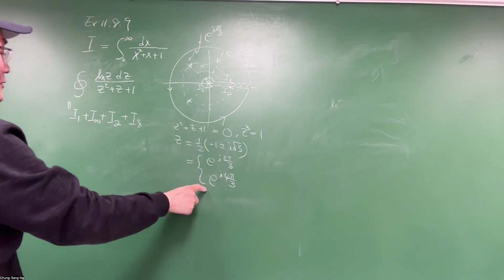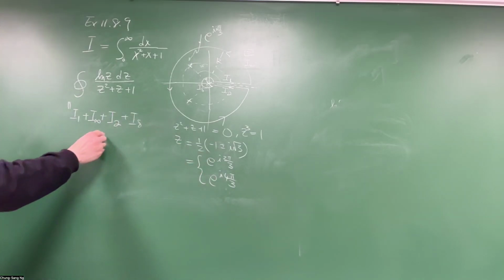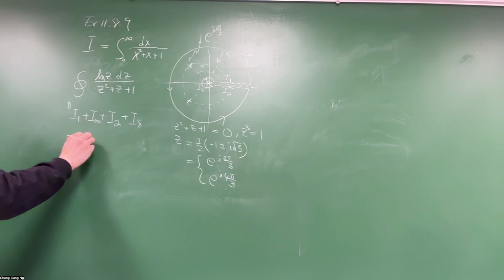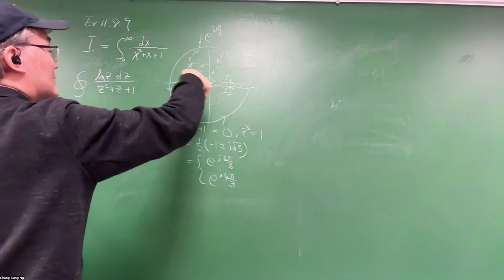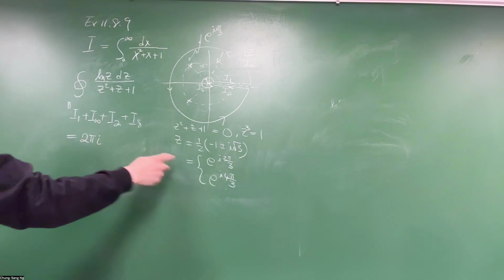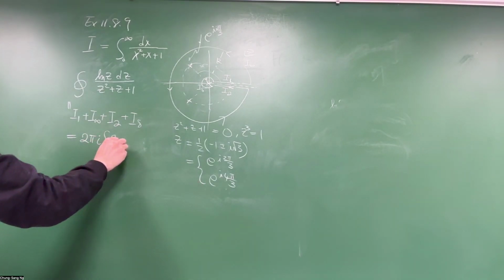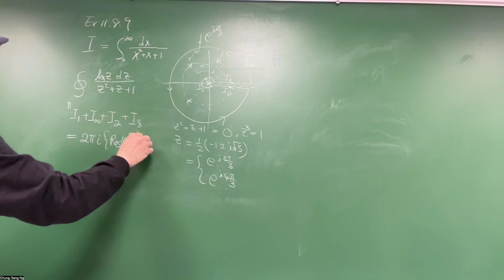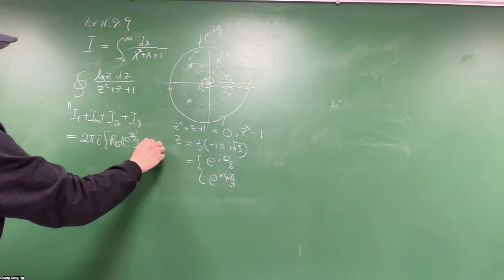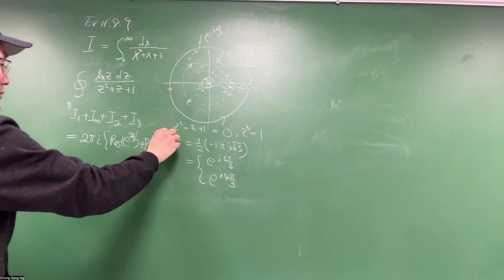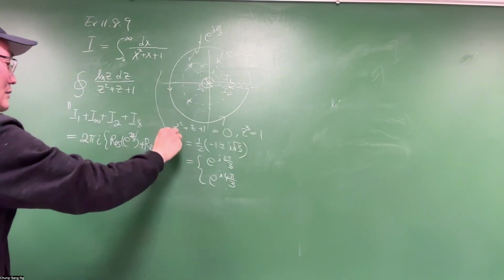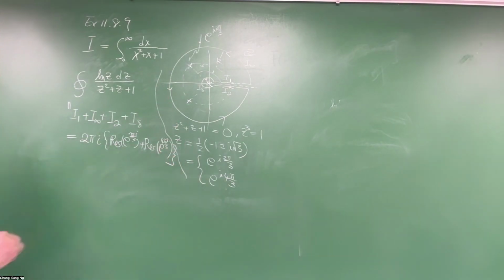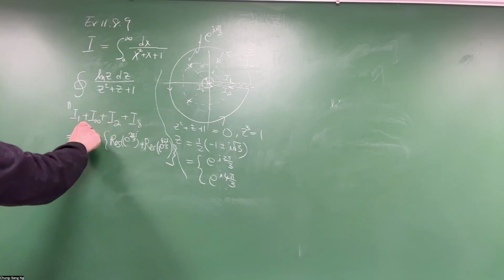So these are the two poles. So the residue theorem says this is 2 pi i times, for the right-hand loop, the residue at e to the 2 pi i over 3 plus the residue at e to the 4 pi i over 3. Okay, you can follow this. All right. Now we argue all these pieces.